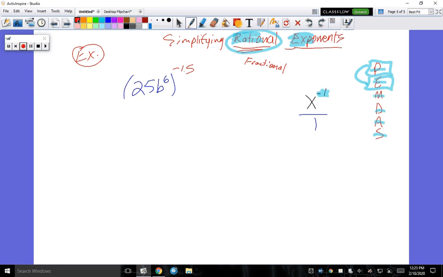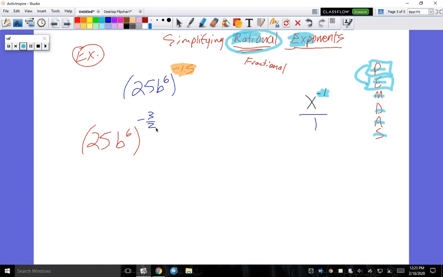Alright, so let's look at negative 1.5 as the power. Okay? You've heard me all year say, please stay away from decimals as much as you can. Here's a big reason why right now. Negative 1.5, I want to make it into a fraction. What's a fraction for negative 1.5? Negative 3 halves. Here we go. So this is raised to the power of negative 3 halves.